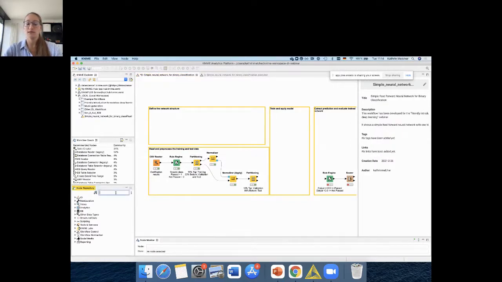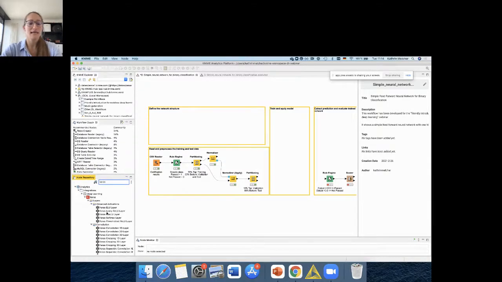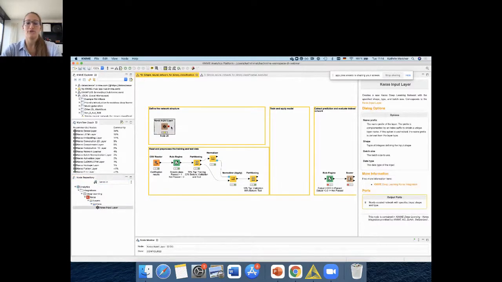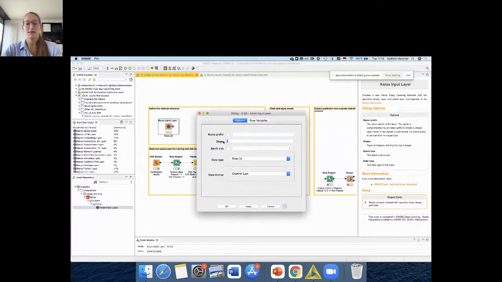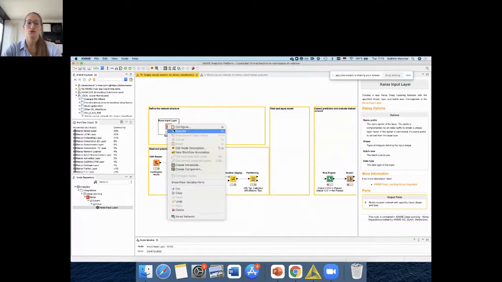What I would like to do now is start defining our network, and therefore I first need an input layer. If I type Keras in the node repository where I have all my nodes, you can see that there are many different Keras nodes. For each layer that you have in Keras, we have one node. Every network starts with an input layer, so I first take the Keras input layer node. Then I need to define how many inputs we have, so I double click to open the configuration window and say we have 2 inputs. So our input layer has 2 nodes.